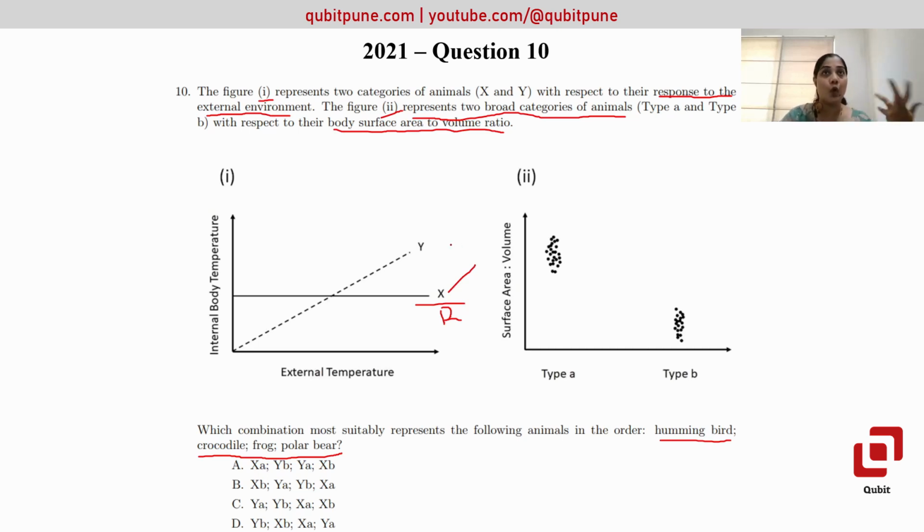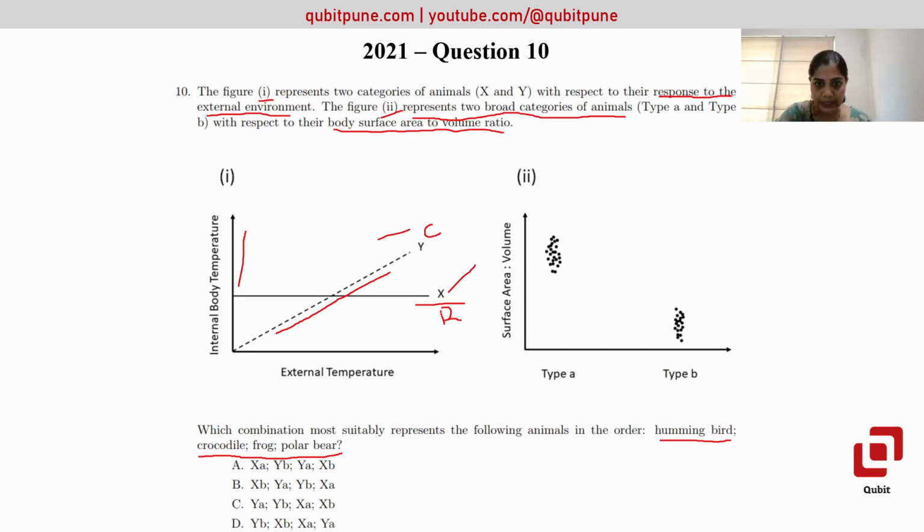Second, there are conformers. Conformers are the ones that, when the external environment changes, change their body temperature to adapt in a better way. So except birds and mammals, the majority of organisms fall into this particular category. As the external temperature rises, their internal body temperature also increases. So this is the case of the conformer. This is the one logic that you can use.